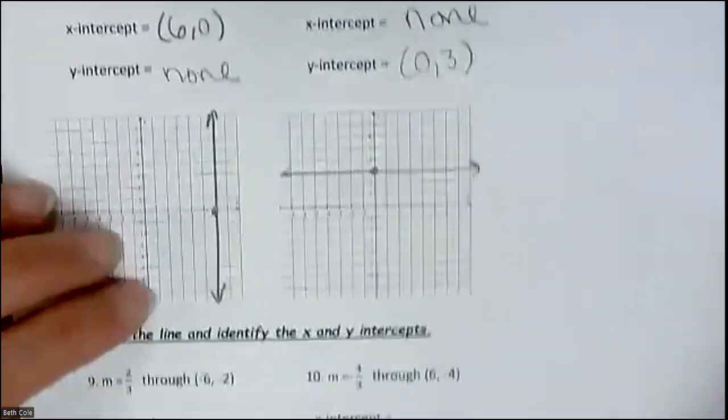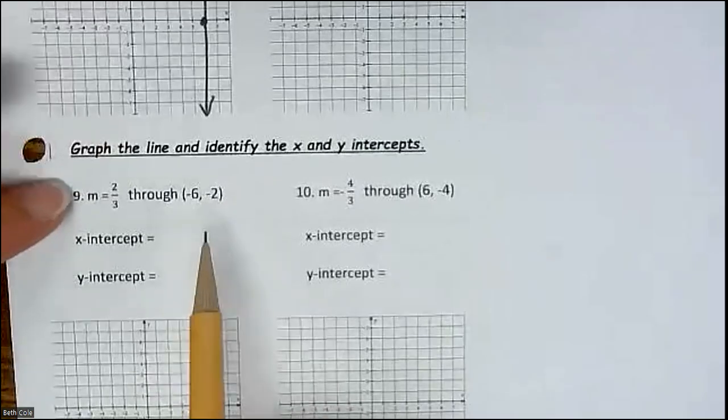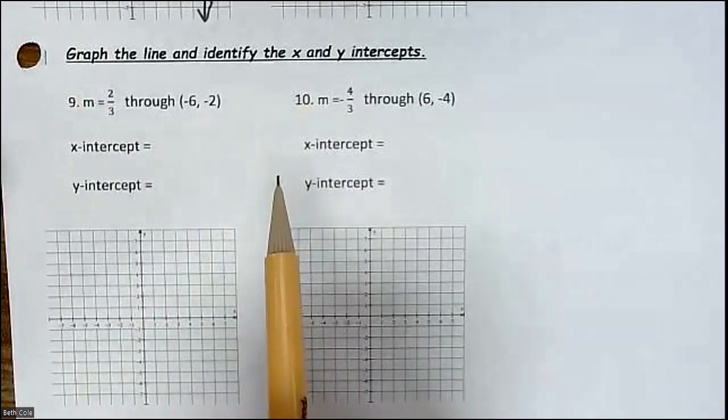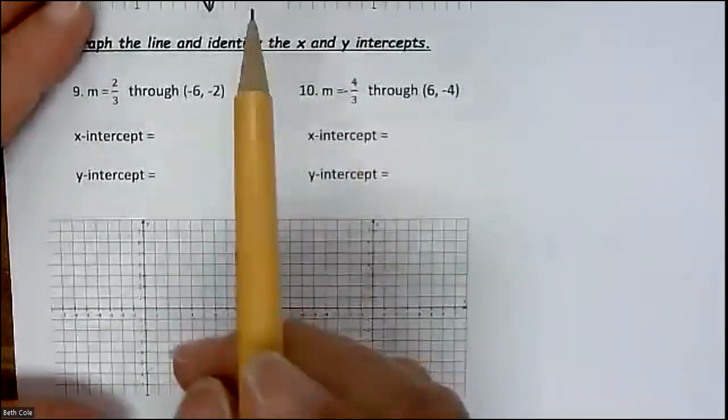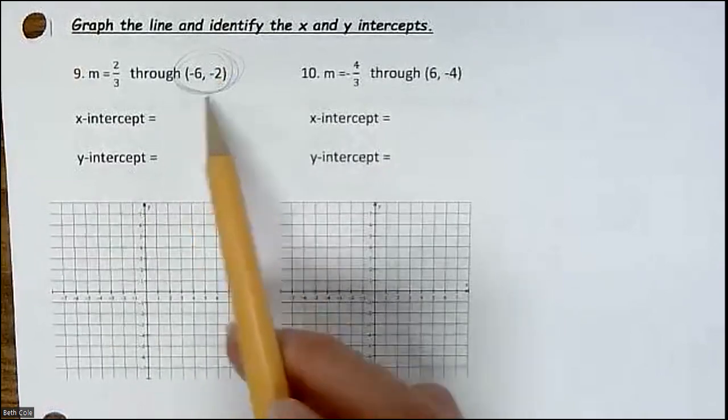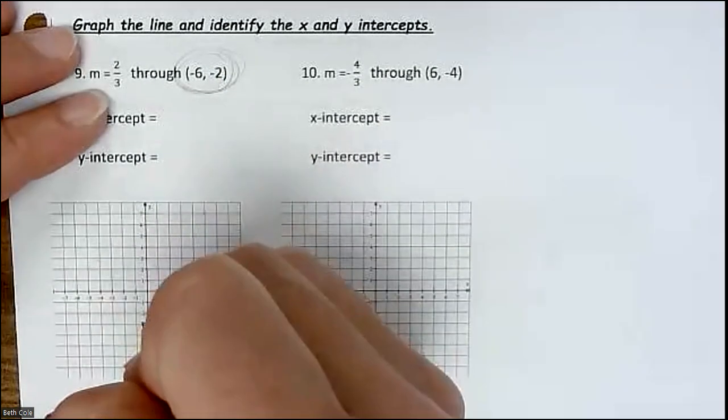All right. So this is a little different. We're not really going to need the calculator for these ones. Exactly what you did on your quiz, except you're going to state your x and y intercepts. All right. So you're going to start with this point. Hey guys, what quadrant is that point in?